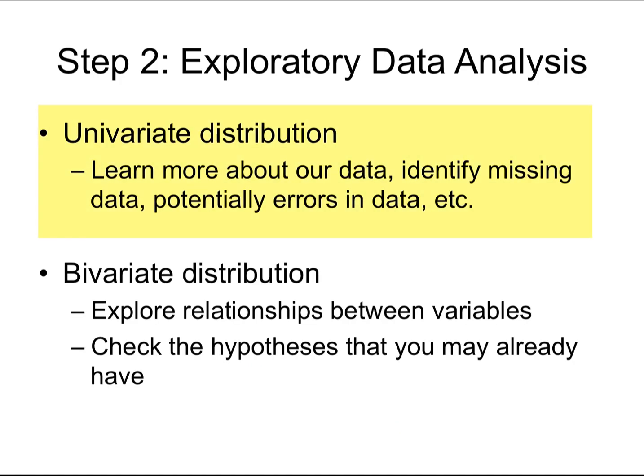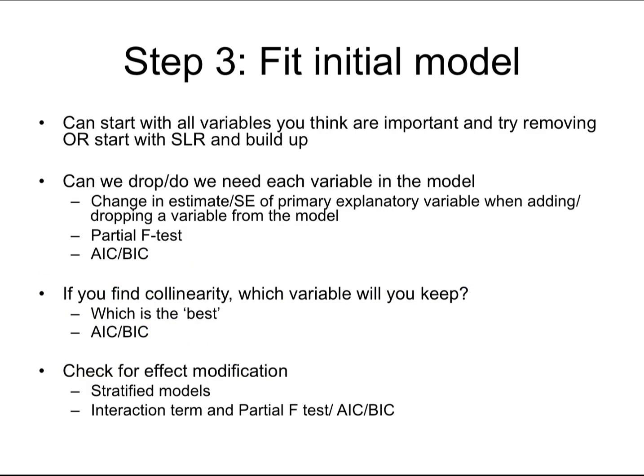The next step is to look at the univariate distribution of all of your variables. So this will allow you to learn more about distributions and identify missing data or potential errors in your data. Next, take a look at the bivariate associations between your explanatory variables and outcome, and the bivariate associations between your primary explanatory variable and other explanatory variables. You want to check any hypotheses that you may already have about the relationships between variables.